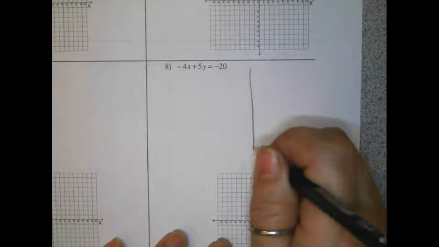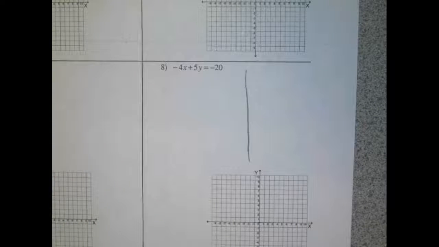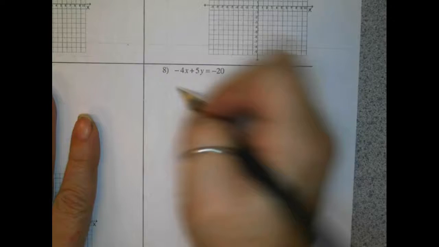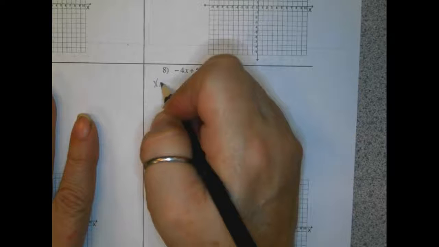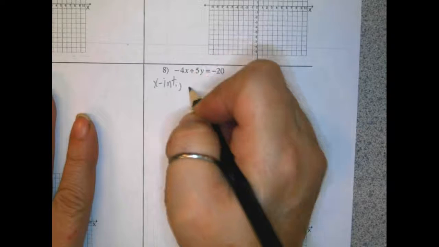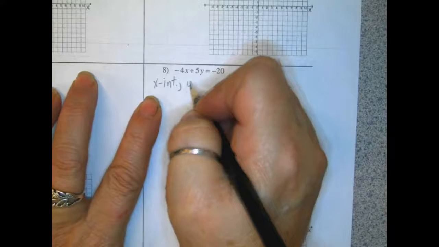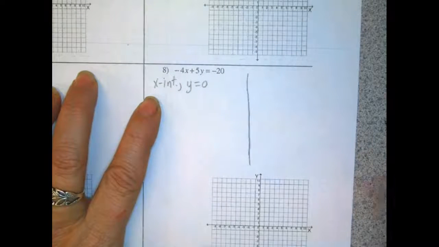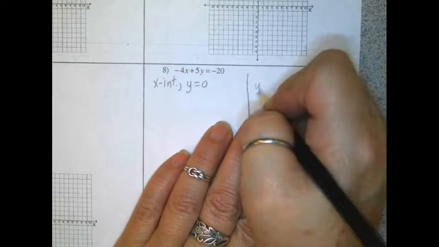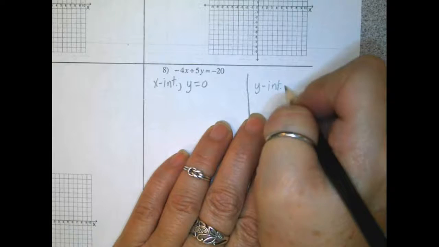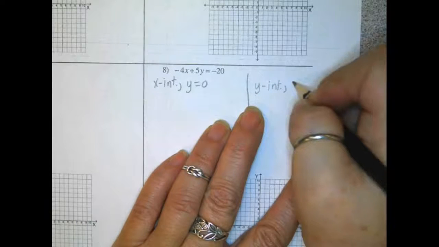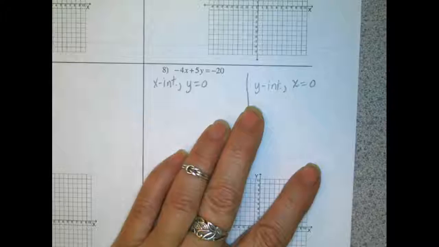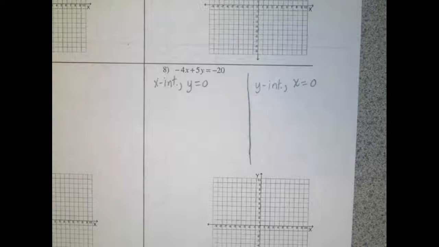We're still dividing our workspace into 2. Jordan, you with me? We're going to write x-intercept. And when we're doing x, y is 0. And on the other side, we're going to look for our y-intercept. We're looking for y. x is going to equal 0.